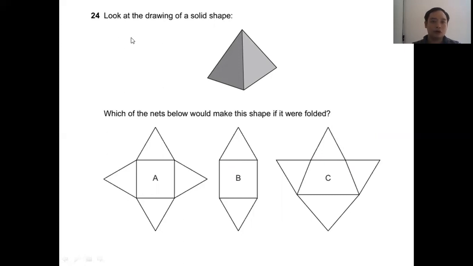Question 24. Look at the drawing of the solid shape. So this is the shape. Which of the nets below would make this shape if it were folded? So you have this kind of net. If you fold along these lines, which net can make this shape? I will choose net A. So fold here, here, here, and here, and I will get this shape.